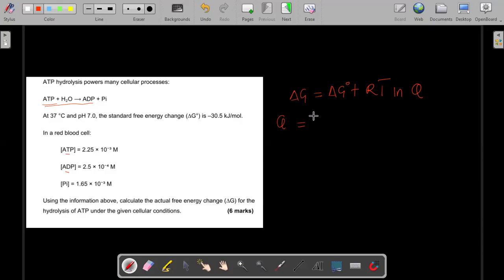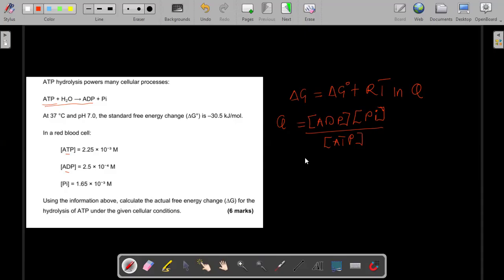We get the concentration of the product, which is ADP. We multiply it with the concentration of our phosphate, another product that we've been given. Then we divide by the concentration of the reactant, which is the ATP. So we divide with the concentration of ATP. Then we are going to find the value of Q.